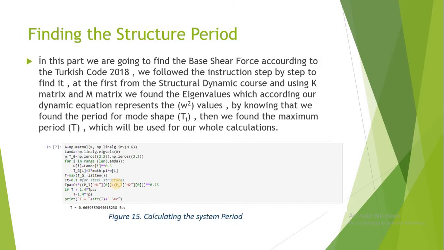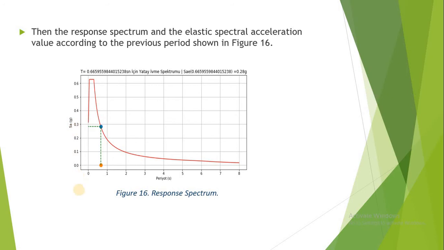Here, to find the structure period, we use the previous matrices to find the omega square values, which are called the eigenvalues. From the eigenvalues, because it's a two-story building, there are two mode shapes. For each mode shape we find the period, and after that we took the maximum value of the period, which is about 0.67 second. Here is attached the code that we have written to find the eigenvalues and the period for each mode shape. For this value of period T at 0.67 second, we calculate the response spectrum coefficient.